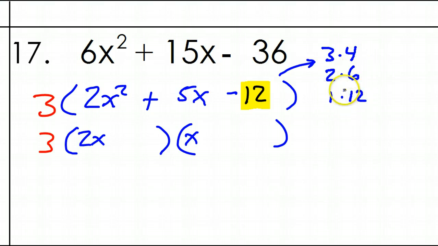There's 3 possibilities. Again, we cannot just look at these pairs looking for the 5. As you notice, none of these actually make 5. So some kids start thinking, oh, it's impossible, it's prime. No, it's all about inner plus outer equals middle. So for now, just pick one. So I'm going to go ahead and start with the 3 times 4 option.